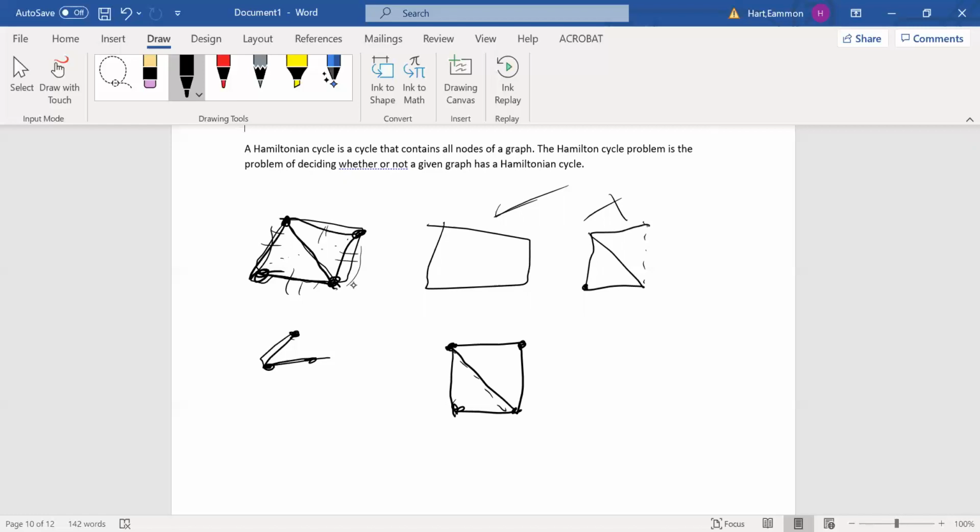So that's it. We don't know nearly as much about Hamiltonian cycles. We don't have a neat, tidy characterization of them like we have for the Eulerian graphs, but they are also important.